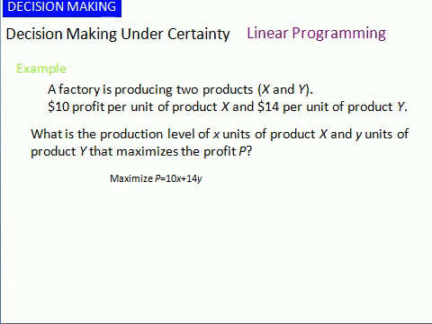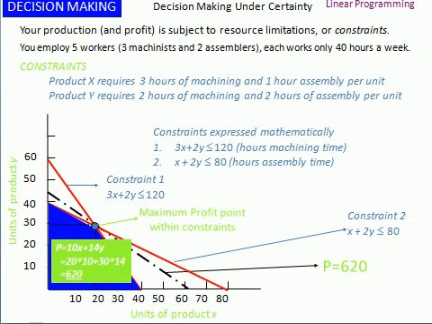In this problem we have constraints also. So here we have 5 workers, 3 machinists and 2 assemblers, and each works only 40 hours a week. This means that we have 120 hours for the machining process and we have 80 hours for the assembly process.